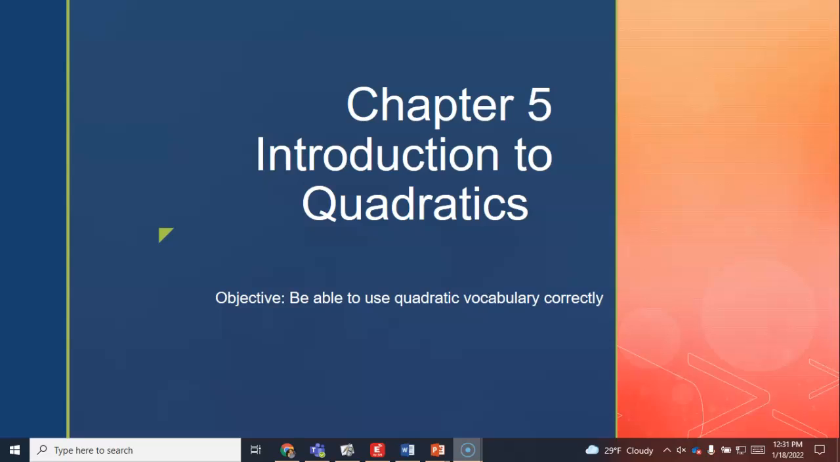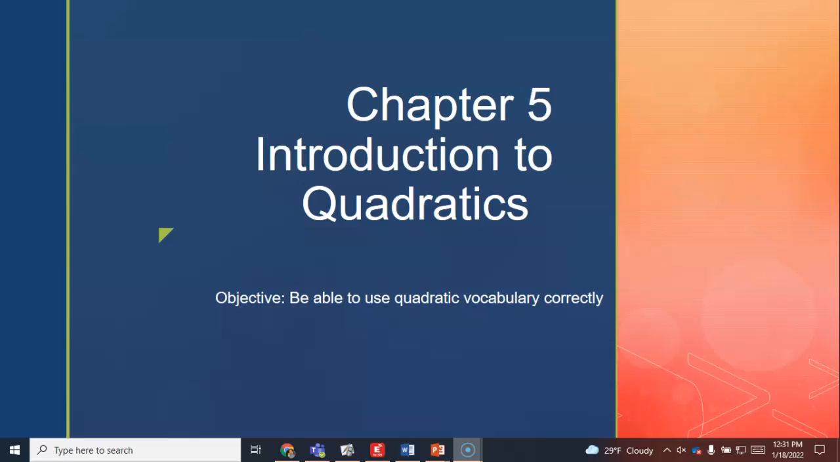Great, so we are starting a new chapter. We are starting chapter 5. We are going out of order in chapter 5 because lessons 1 and 2 are on graphing and they're kind of difficult. And I think if you know how to do factoring and then you do graphing, it makes more sense. So what we're going to do today is just straight vocab.